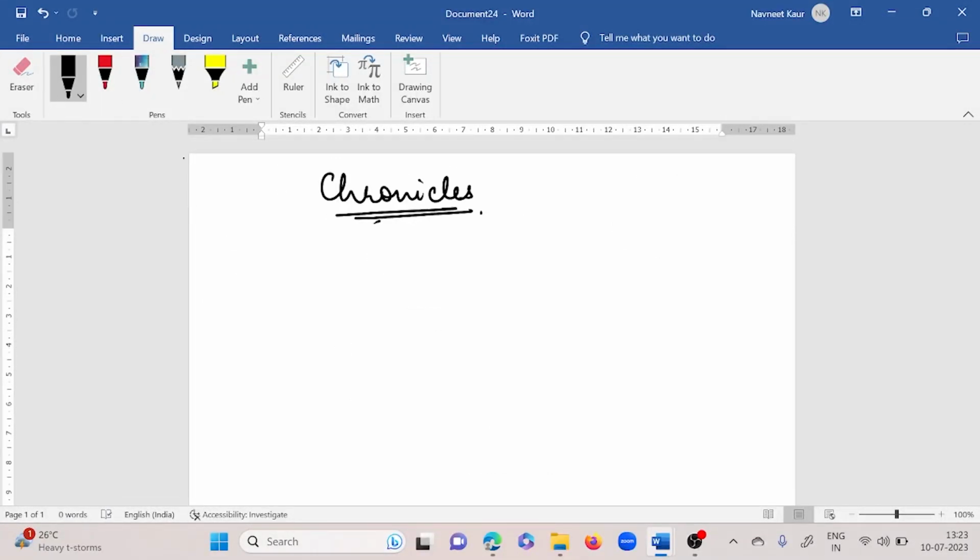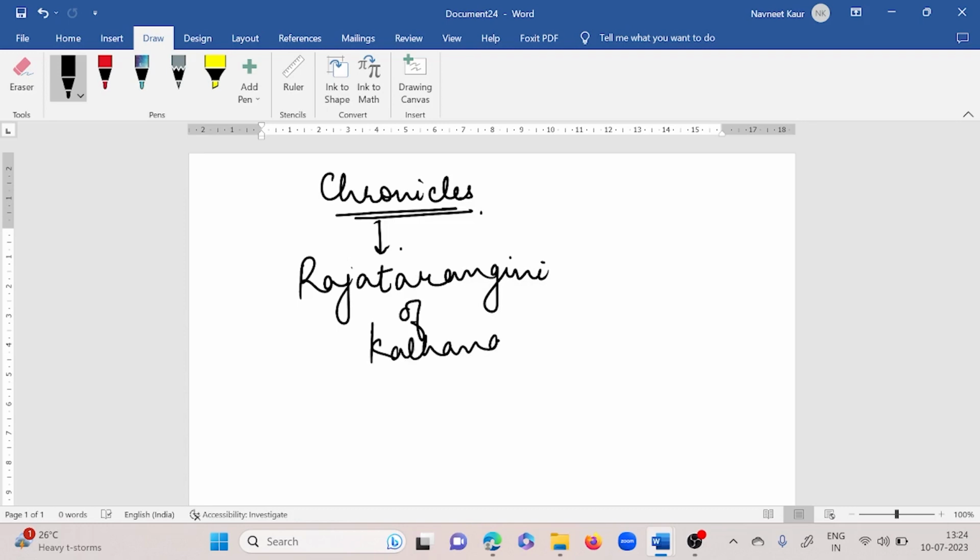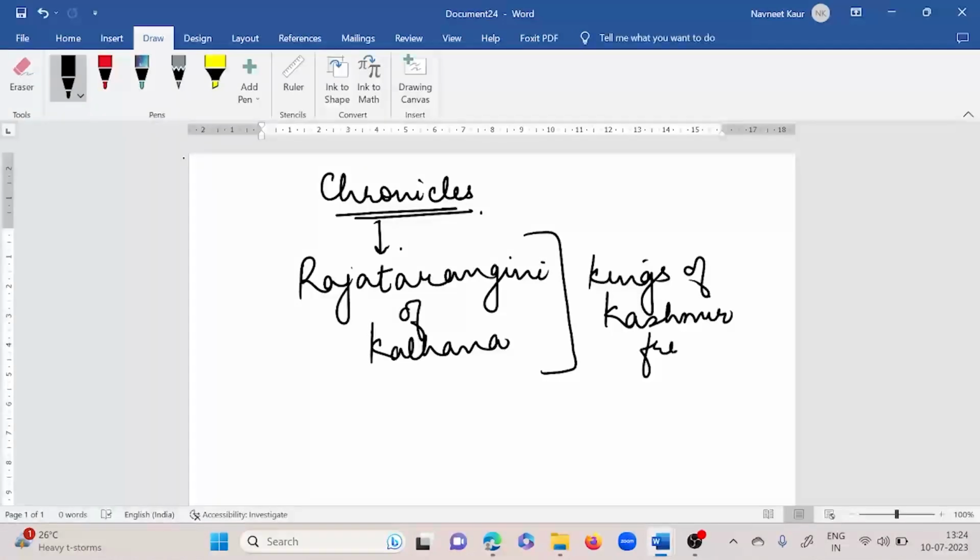So, chronicles, for example, we have Raja Tarangini of Kalhana. It was about the kings of Kashmir from earliest times to the 12th century, right?